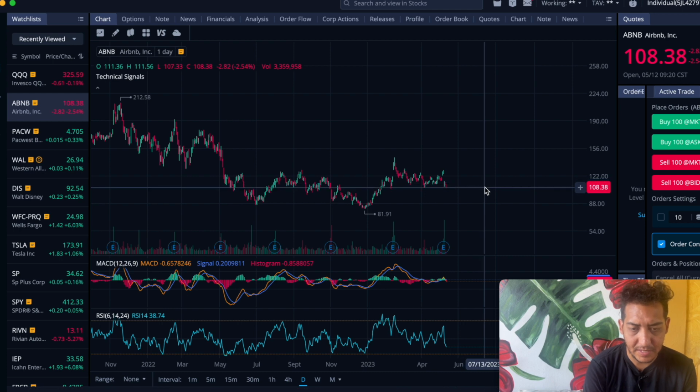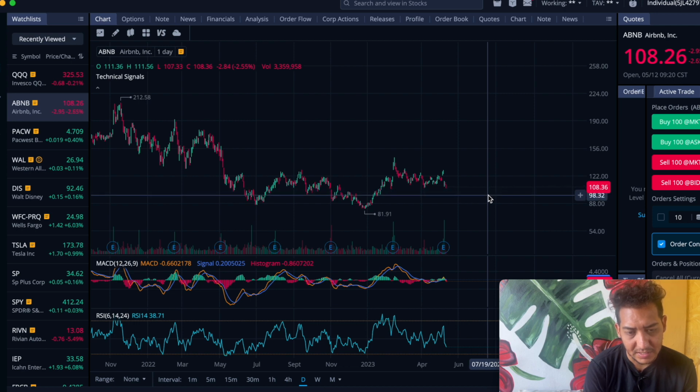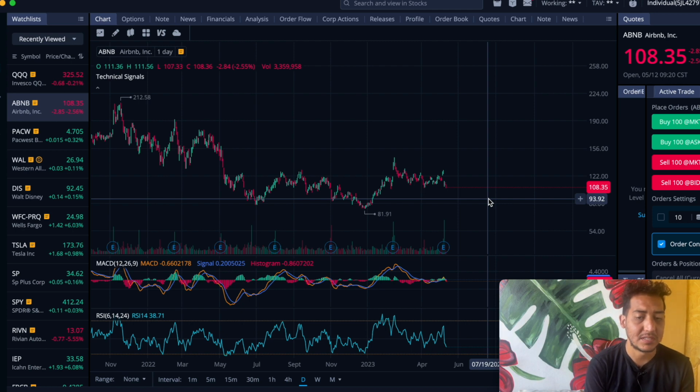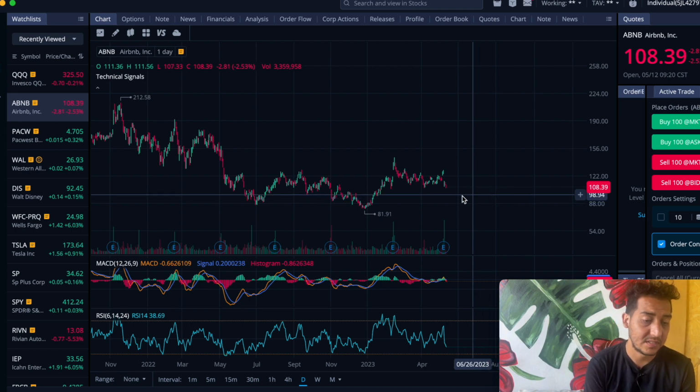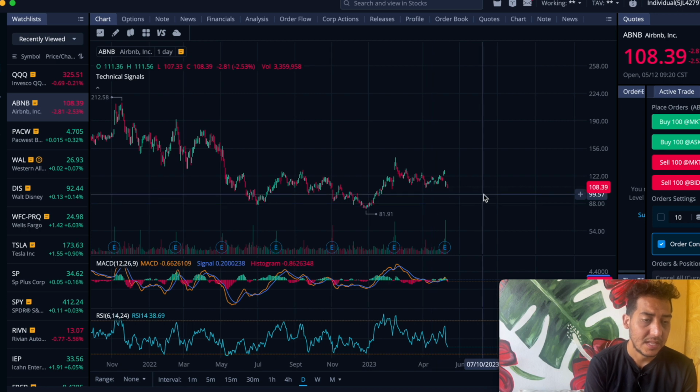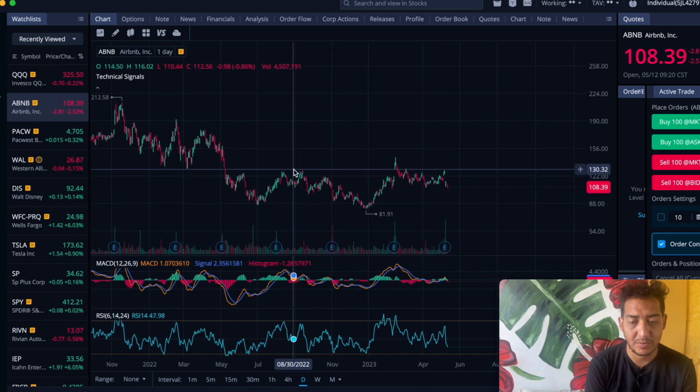But anyway, 108 looks like it. Yeah, it looks like if it does lose that 108, you could see some free falling action to maybe even 93. So that's a good play to look out for. It's good stuff.